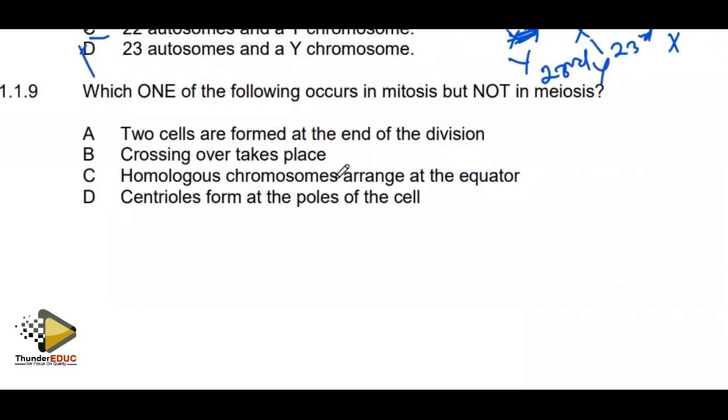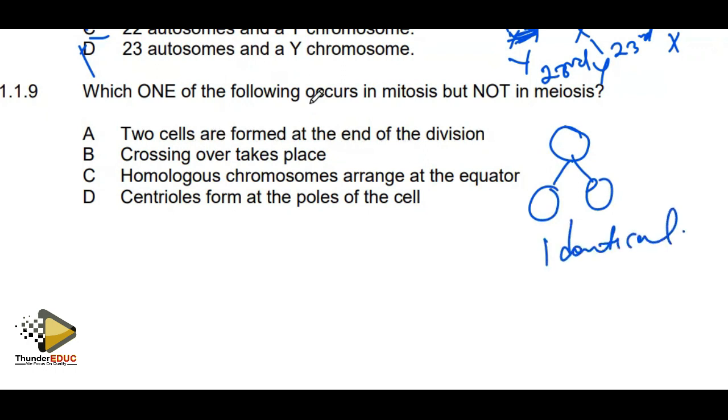Then the next question is saying, which one of the following occurs in mitosis, but not in meiosis? When you talk about mitosis, you have one cell that will divide to form two cells, but these two cells are identical. But if you look at meiosis, you have one cell, you form two cells in the first meiotic division, you divide again, you form four cells.